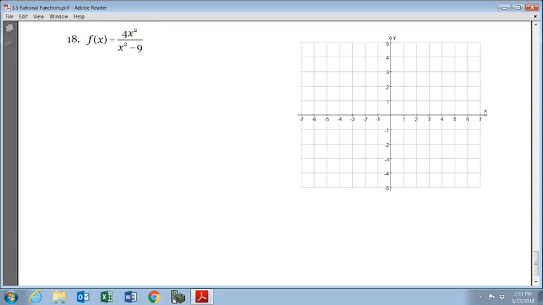So today I didn't finish the last example. We're going to go ahead and do that in this video. So we're graphing 4x squared over x squared minus 9.